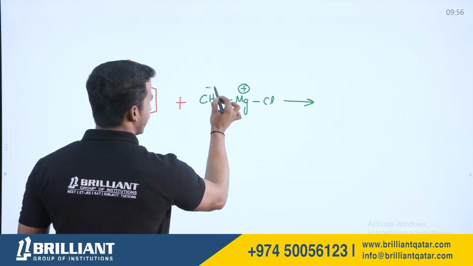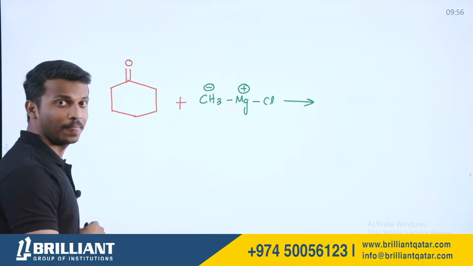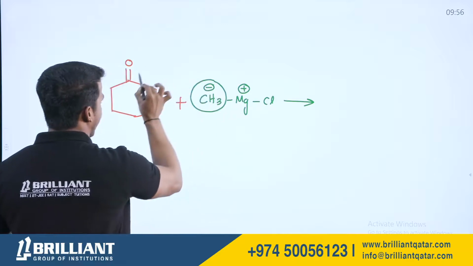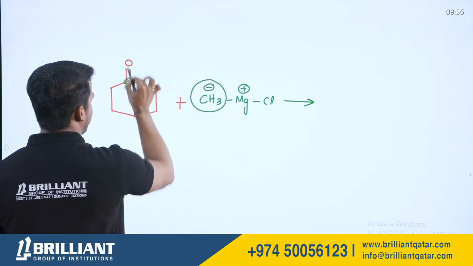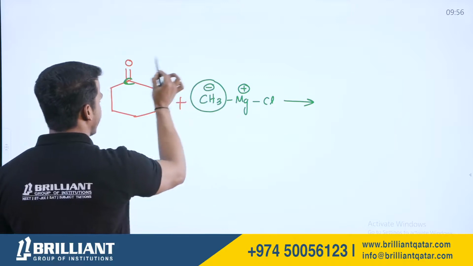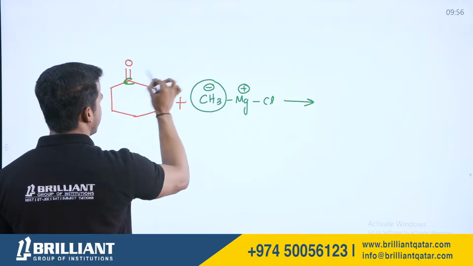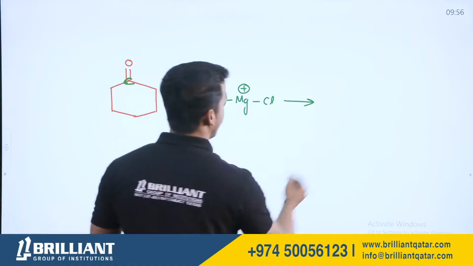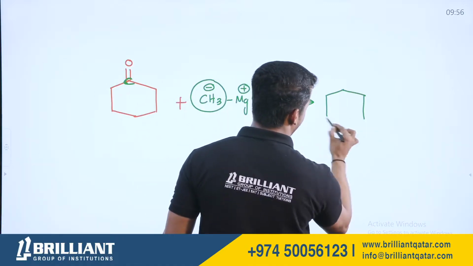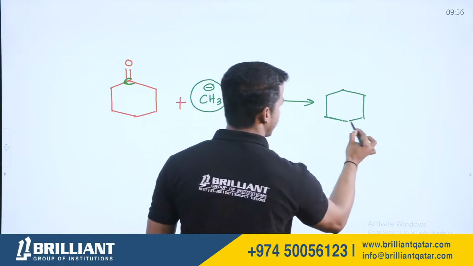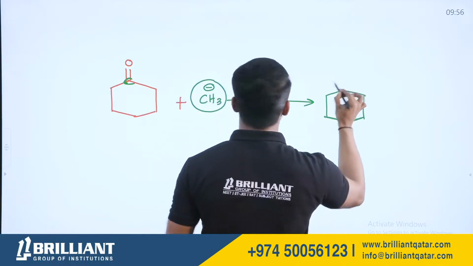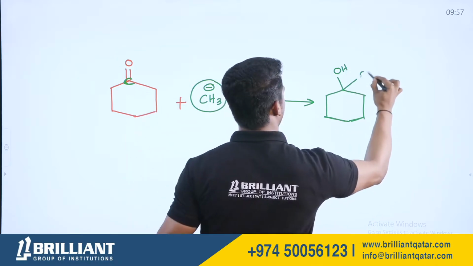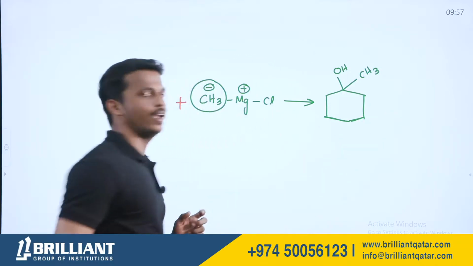Mg plus is there, CH3 minus is there. Clear? What happened? This alkyl group will come and attack this carbon. This is the CO group, right? This alkyl group will come and attack this carbon. So this carbon contains CH3. And finally, this O changes to what? OH. Finish. What is the product? Cyclohexane, right? And this O changes to OH. To the same carbon, the methyl group is also attacking, right?